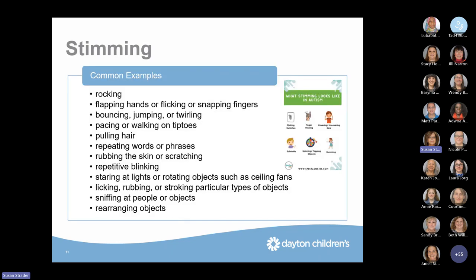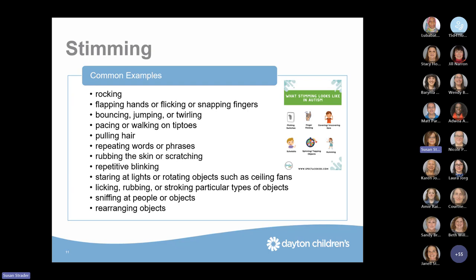So common examples: rocking, flapping of hands, bouncing, jumping, pacing, pulling of hair, rubbing the skin, repetitive blinking, staring at lights, sniffing at people or objects, rearranging objects. So again, things that we may not consider normal, is something that they are able to use to cope for themselves.